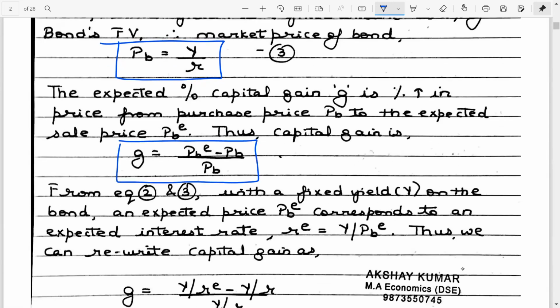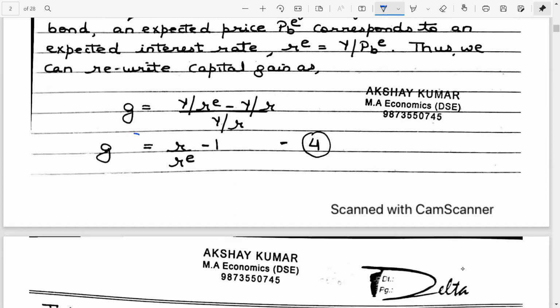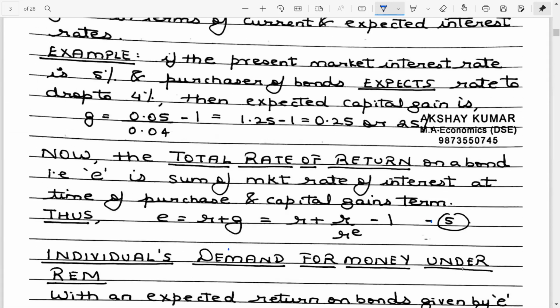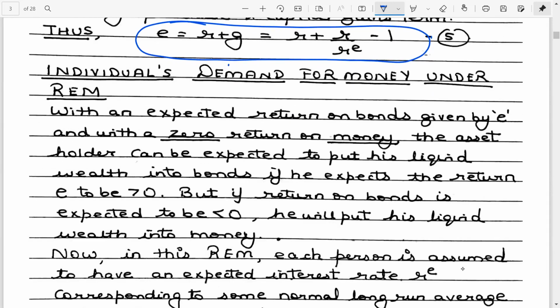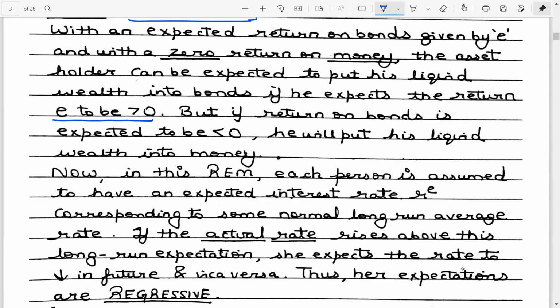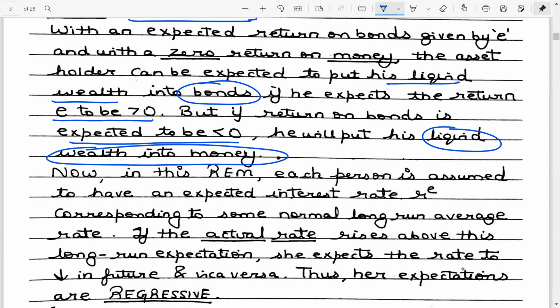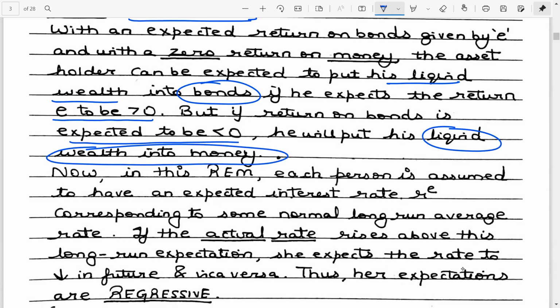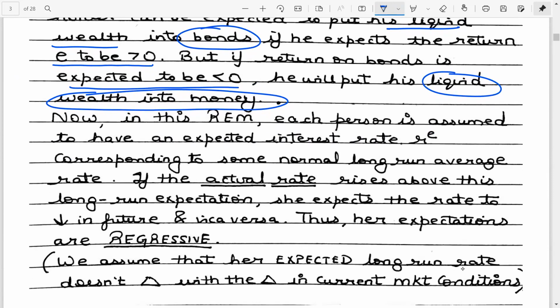Expression for the capital gain. Put the value of PBE and P in this. You get expected percentage capital gain as R upon RE minus 1. Total rate of return E is equal to R plus G, R plus R upon RE minus 1. We have also derived on the whiteboard the individual's demand for money under the regressive expectation model. What we have learned is that when E is greater than 0, the individual will put his liquid wealth in the form of bonds. If E is less than 0, he will put his liquid wealth in the form of money. When E is equal to 0, he is indifferent between holding his wealth in the form of money and bonds.